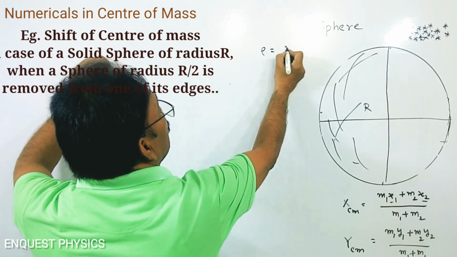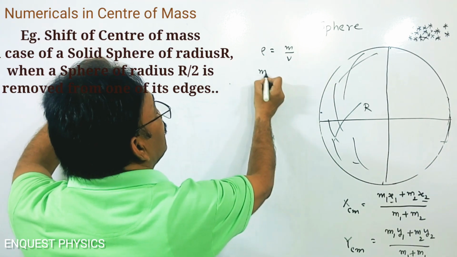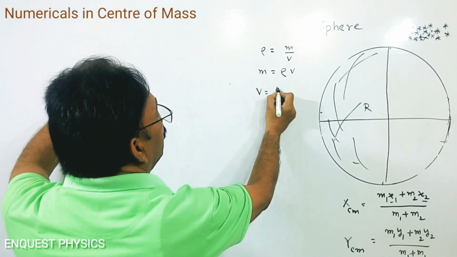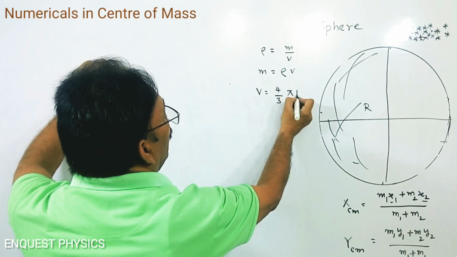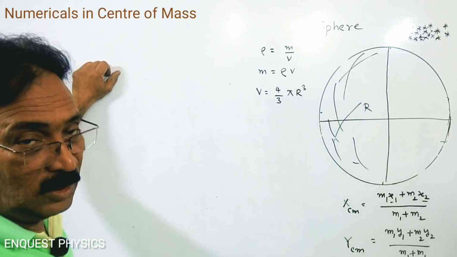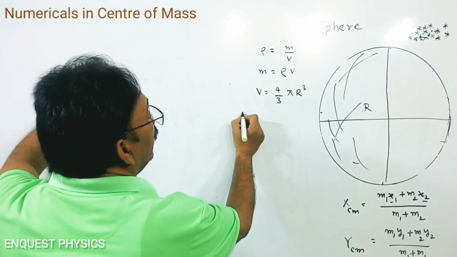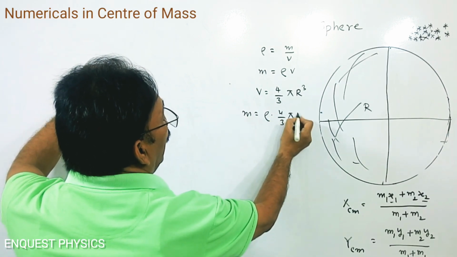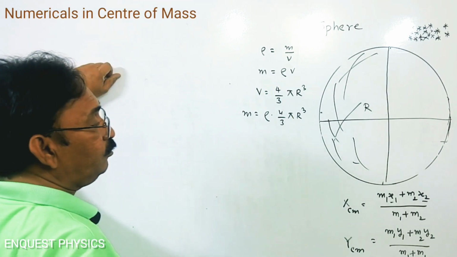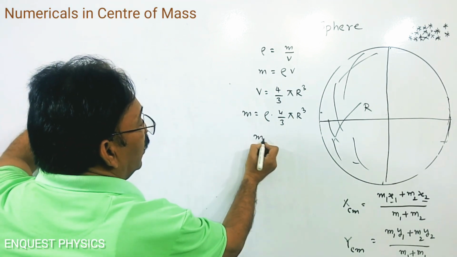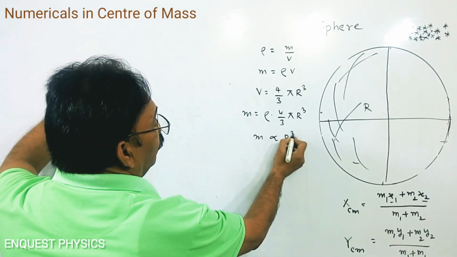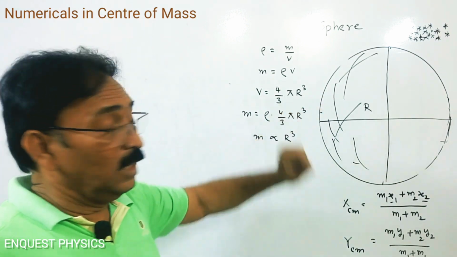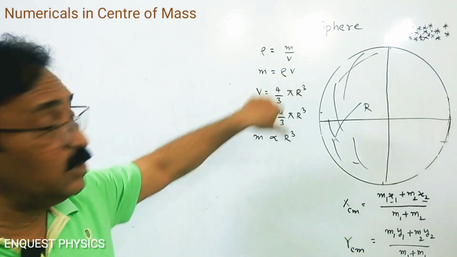Density is equal to mass upon volume. We said mass is equal to rho times V. It is a sphere, and you know that the volume of the sphere is equal to 4 by 3 pi r cube. Here m can be written as rho into 4 by 3 pi r cube, and mass is proportional to r cube. This is the relation when it is given as a sphere.